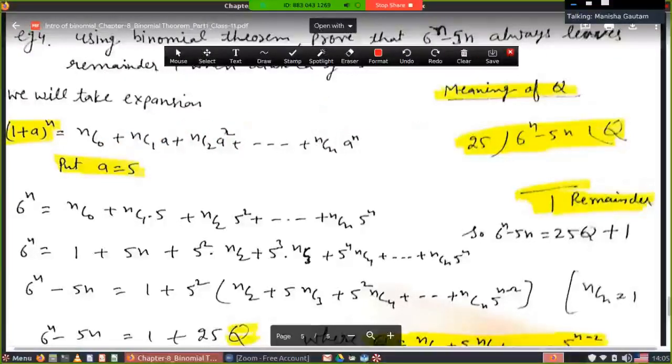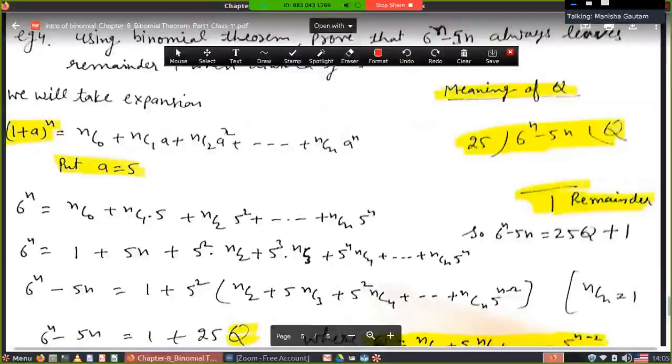You write like this: NC0, NC1 a having power 1, a square, with the second quantity in increasing order and the first quantity in decreasing order. 1 having any power, you will get 1. That's why I have not written the 1 here. So you are getting this expansion.